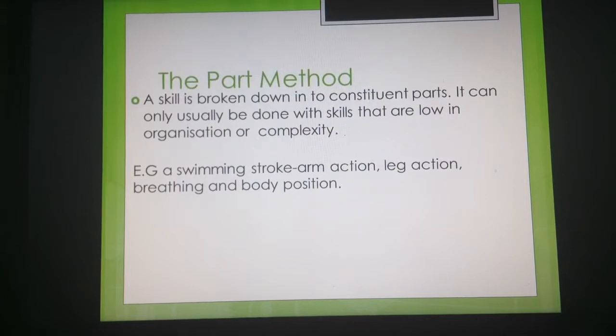So you practice each of those parts individually, or you could just maybe within a session practice on arm action to perfect a certain part of the skill that maybe is a weakness within a stroke, and then you can put it back together later on. So the part method usually focuses in on detailed parts that are maybe a weakness, or certain parts that you just like to improve and develop a little bit further.